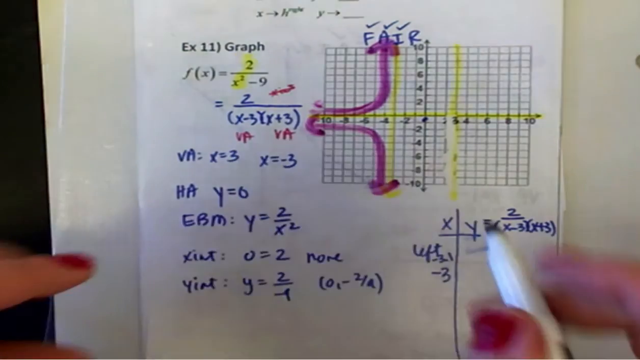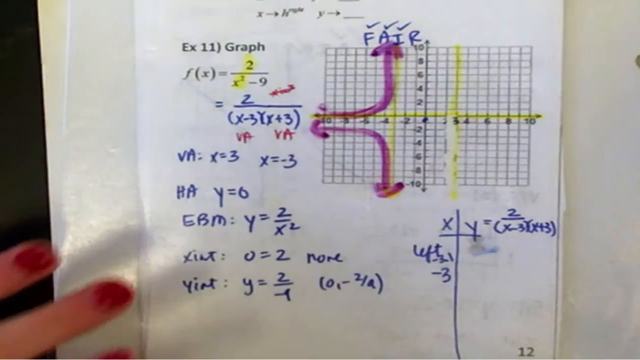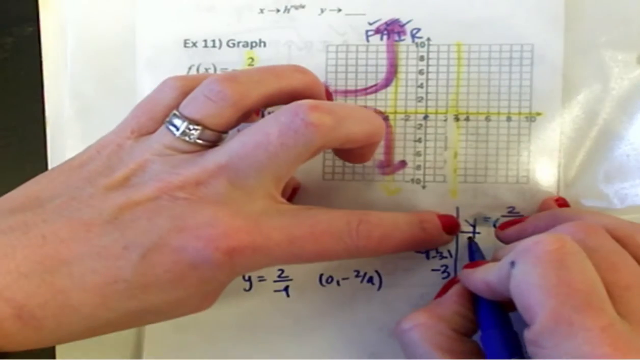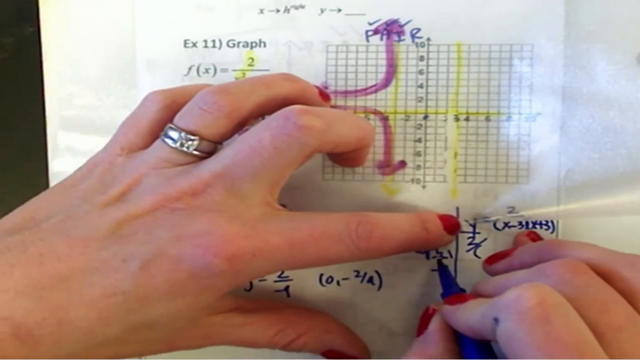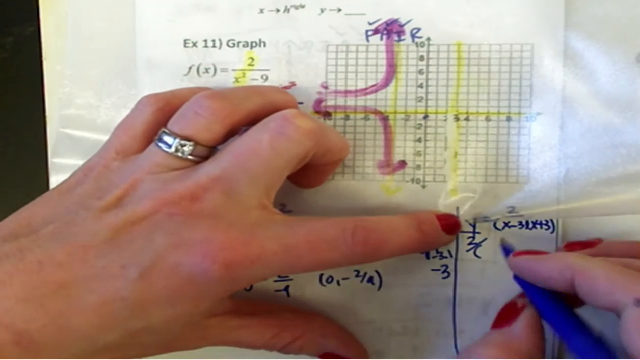Let's try this one. Okay, 2. None of these work. Sorry, guys. Okay, there we go. So 2 over. When you plug in negative 3.1, you get negative.